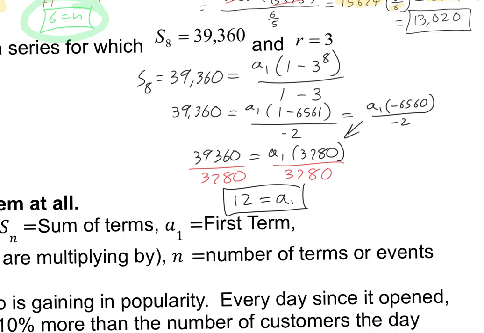All right, so hopefully you started with the same equation. We have our total, our sum, which they gave us, equals the first term, which we don't know, times 1 minus our common ratio to the power of n, all over 1 minus the common ratio. All I had to do here is simplify, simplify, simplify until I get 3,280 times a sub 1 equals 39,360. Then I divide both sides by 3,280, and I get that my first term is 12. If you're not sure what I did here, you could ask me about it in class, but I'm just plugging in the formula, simplifying, and then solving for a sub 1.